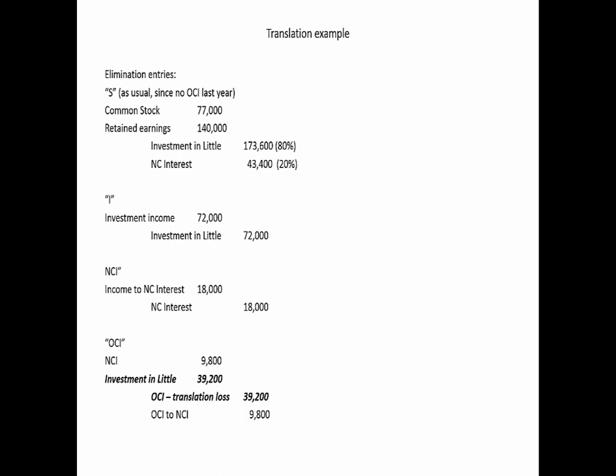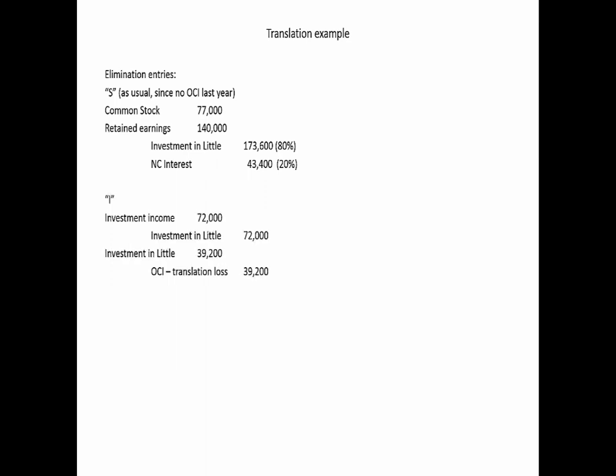Again, what's in bold italics there is essentially analogous to the I entry. In the I entry, we eliminate the parent's share of the reported subsidiary earnings. Down here, we're eliminating the parent's share of the other comprehensive income. And likewise, what's in bold italics now here is analogous to the NCI entry. In the NCI entry, we allocate a portion of the reported earnings. In the OCI entry, we allocate a portion of the other comprehensive income. So let's go ahead and group like things together.